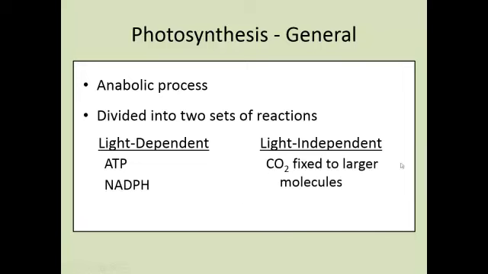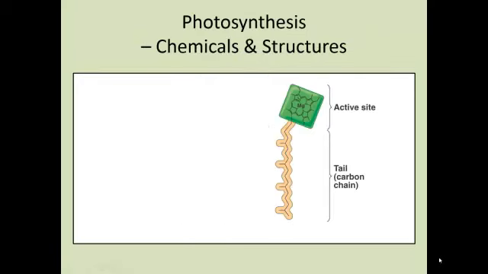CO2 is fixed to larger molecules. So we take CO2 and put it onto a carbon skeleton. And the end product, carbon skeleton, is G3P. Remember G3P, our good friend from glycolysis? Yeah, G3P is showing up all the time. Now that we know about the general process of photosynthesis, let's talk about chlorophyll and thylakoids.